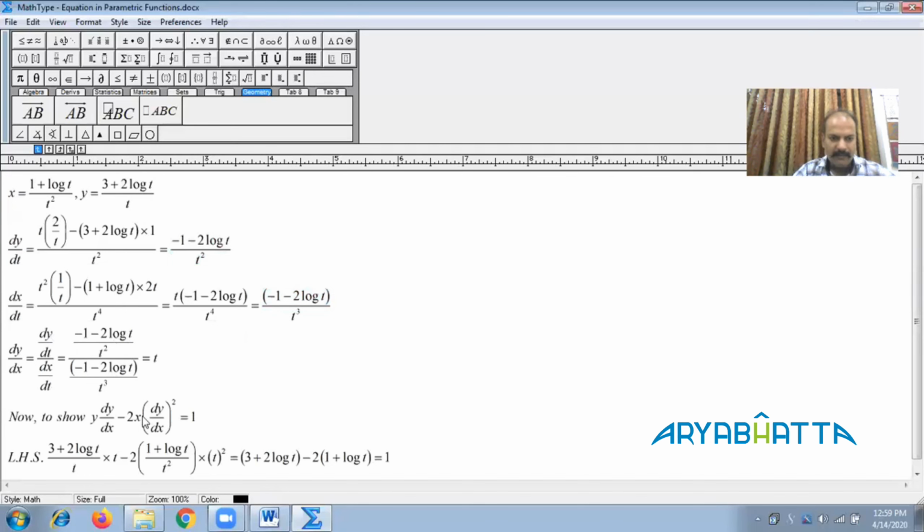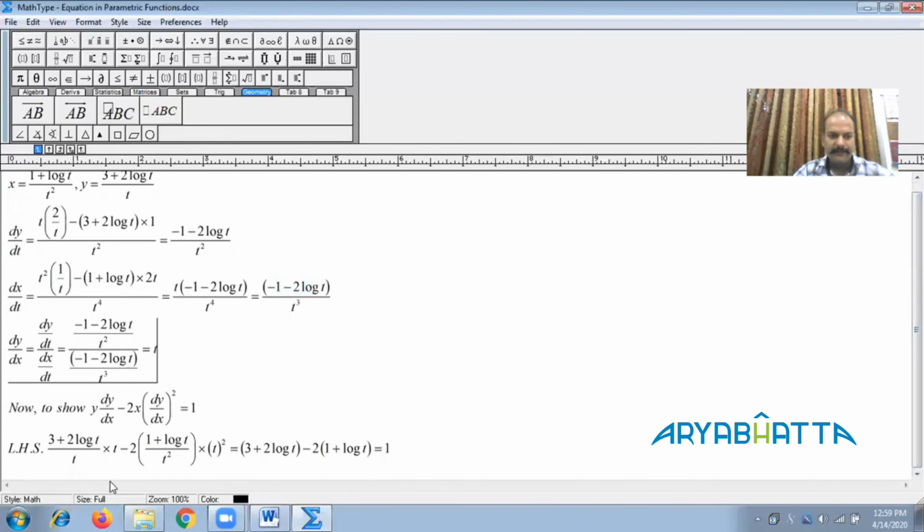And in this very problem, we have to show that y into dy upon dx minus 2x into dy upon dx is equal to 1. So we need to place the values here. The value of y was 3 plus 2 log t by t, dy upon dx we have is simply t, minus twice the value of x from here into dy upon dx is t square. After calculation, the desired result will be here.